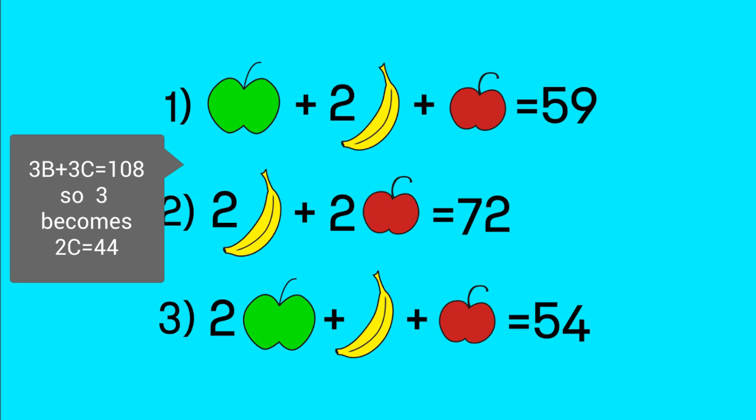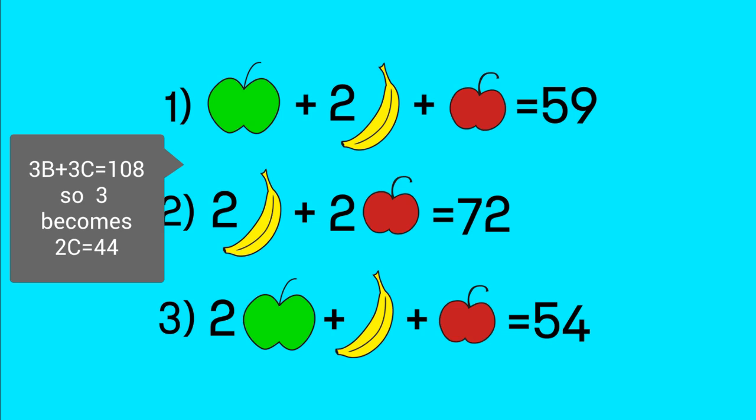And then finally, we simply add these two equations together. So we have 3b and minus 3b. That gives us 0b. So we've removed the reference to bananas. And then we have the 3 cherries minus a cherry. So that gives us 2 cherries. And then we have 108 minus 64, which is 44. So we've turned equation 3 into 2 cherries equals 44.